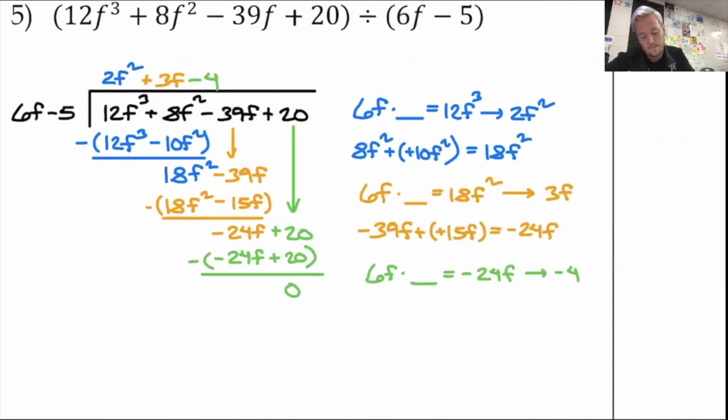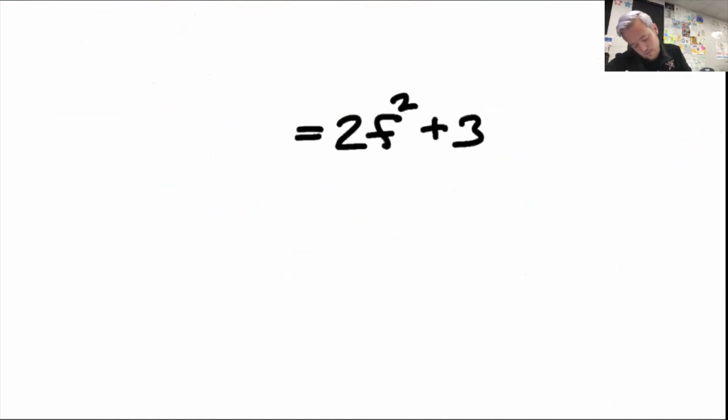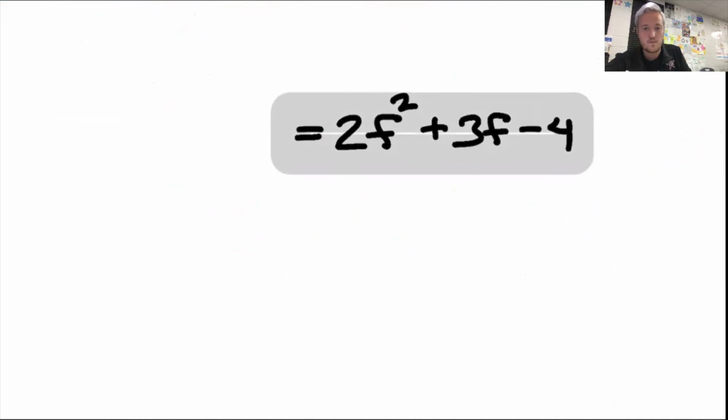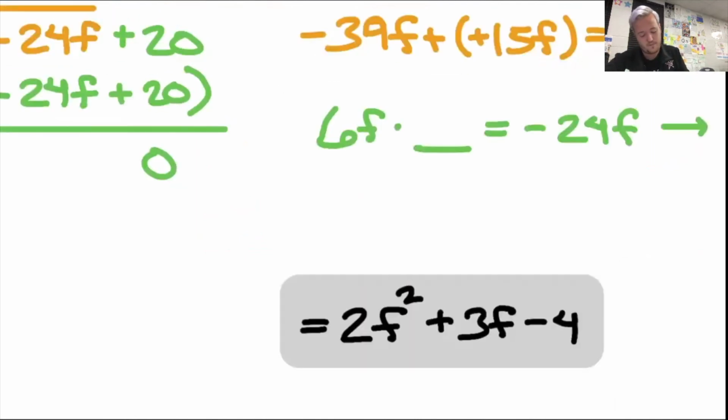All right. So your quotient here is 2f squared plus 3f minus 4. There we go.